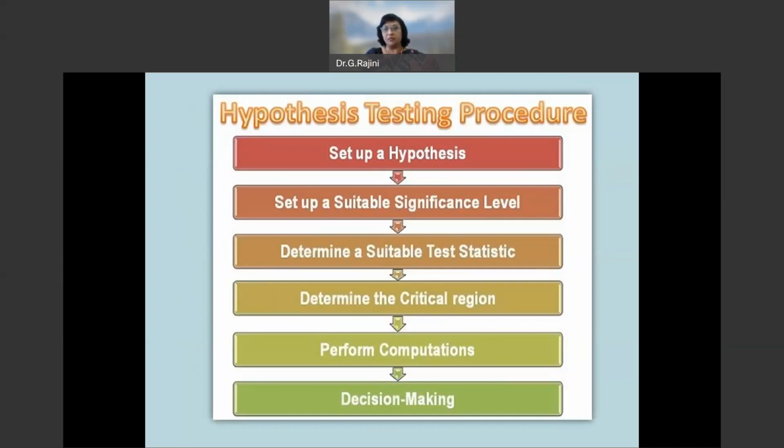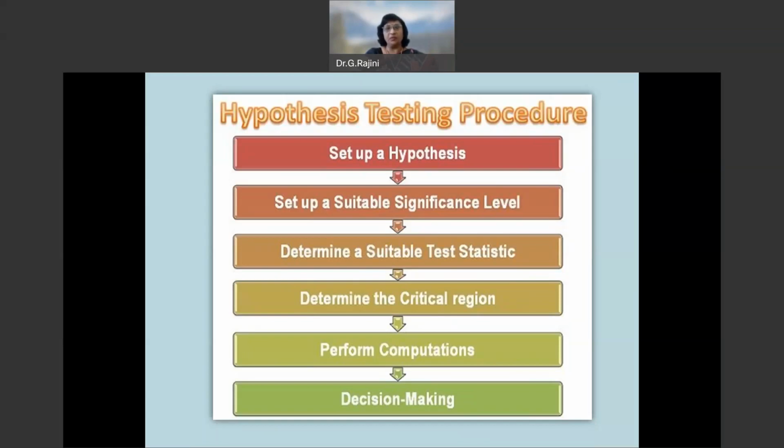So normally in management, we set it at a 5% level of significance. We give it 95%. If you generalize the data, it would be almost the same for the total population. And for very precise work, we go in for a 1% level of significance as well. Then after setting up a suitable significance level, we determine a suitable test statistic.